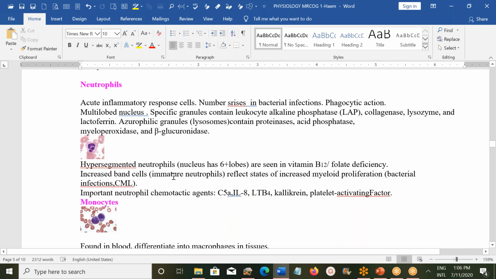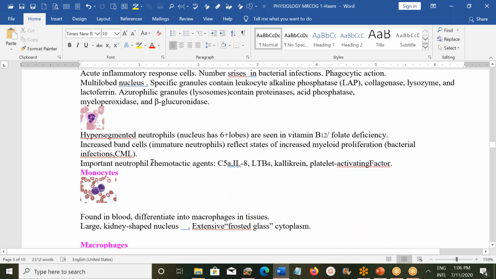Increased band cells means that immature neutrophils have been released into the circulation. So they can show that there is increased myeloid proliferation, like it will occur in cases of bacterial infections and also in chronic myeloid leukemia.